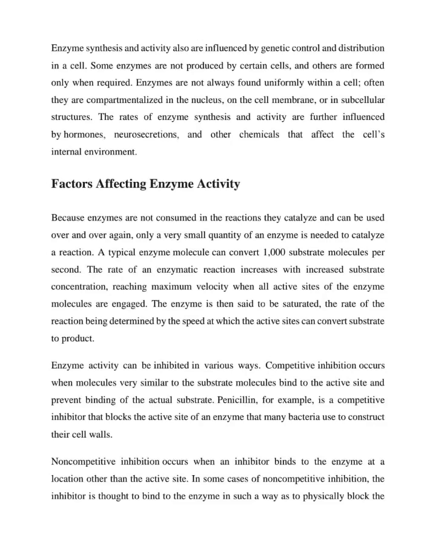Enzyme synthesis and activity also are influenced by genetic control and distribution in a cell. Some enzymes are not produced by certain cells and others are formed only when required. Enzymes are not always found uniformly within a cell. Often they are compartmentalized in the nucleus, on the cell membrane, or in a subcellular structure. The rate of enzyme synthesis and activity are further influenced by hormones, neurosecretions, and other chemicals that affect the cell's internal environment.